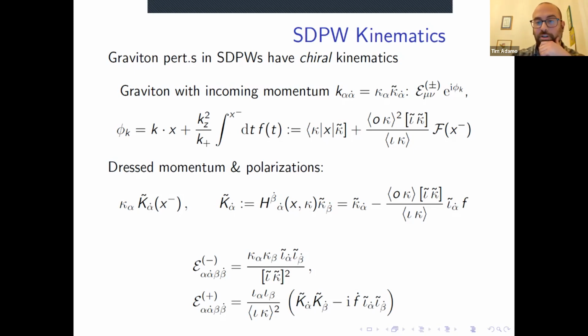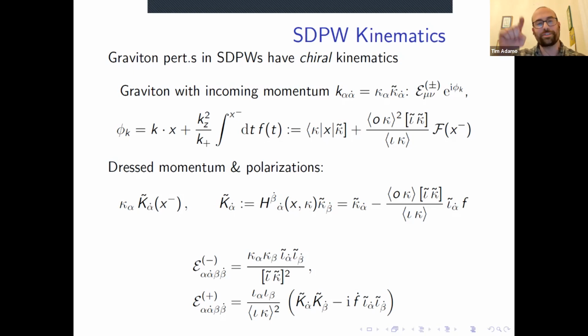But you can show that things that are built out of these e to the i phi sub k's will solve the linearized Einstein equations. And the on-shell momentum, as your graviton traverses the plane wave, gets dressed by the background. So it picks up some light front dependence, but crucially, only the dotted spinor part notices the background, if you like. And that's because the background itself is chiral.